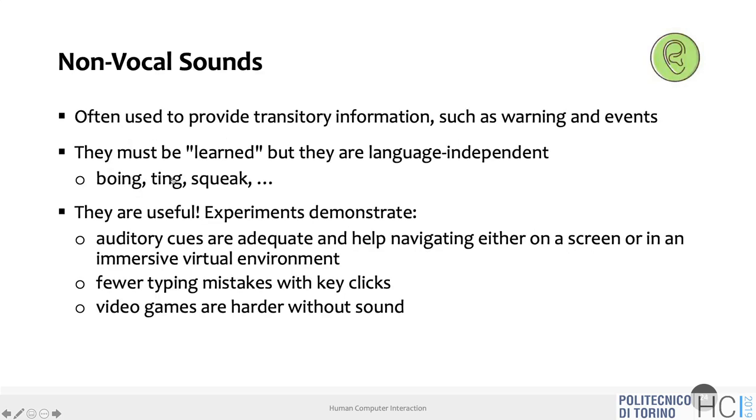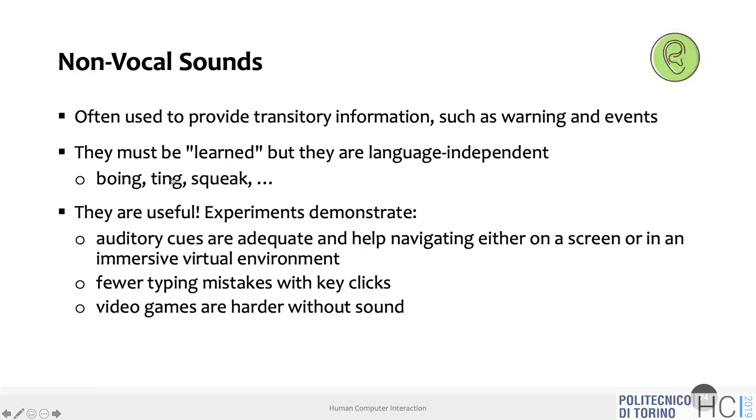When we speak about hearing, we probably speak of voice, because voice is something that you hear, but we also speak about non-vocal sound, which is the kind used in contemporary interfaces, typically to provide transition information, warning events, the successful completion of an operation on a computer, and so on. And the sound must be learned in a way. You know that a specific sound on your smartphone is a WhatsApp message, or you choose that sound. There is a very small learning phase, because you choose or you learn that that is the WhatsApp sound, and another one is the Telegram sound, and another one is an email sound, or whatever. They must be learned, but conversely, they are language independent.